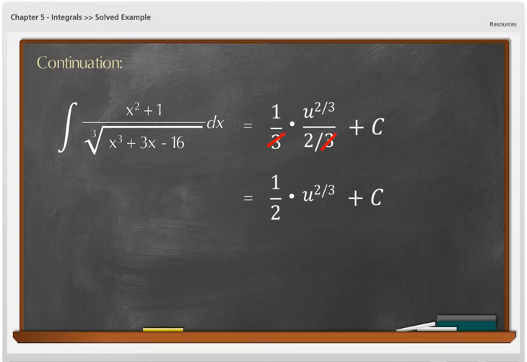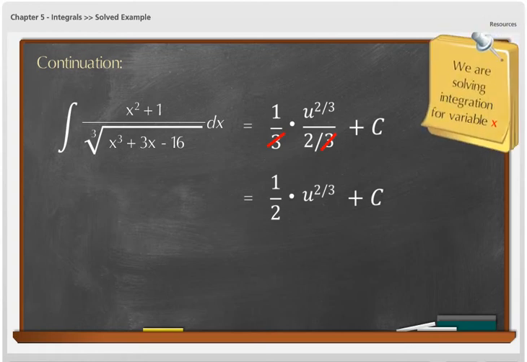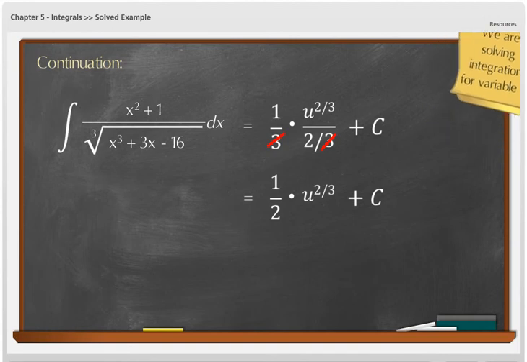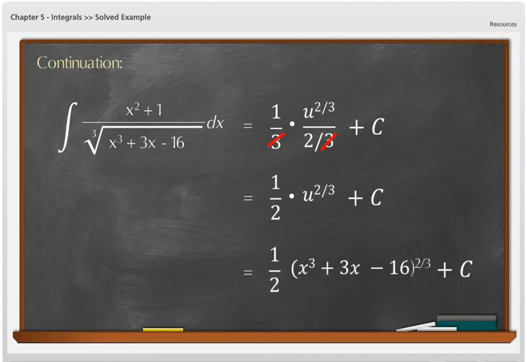Remember, you are solving your integral for the variable x, not u. You're only using the u to rewrite your expression to make it easier to find the antiderivative. So substitute back the value of u in terms of x, which is going to be equal to half of (x cubed plus 3x minus 16) to the power 2/3, plus the constant of integration c.